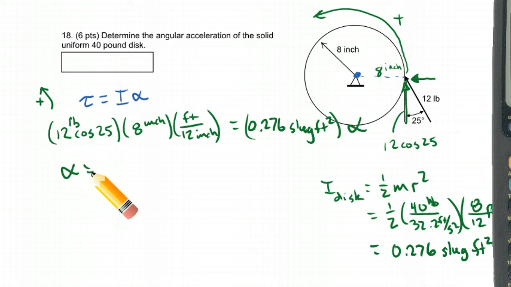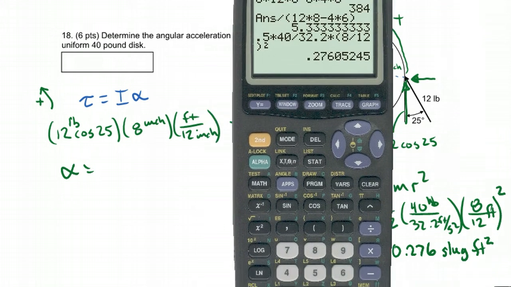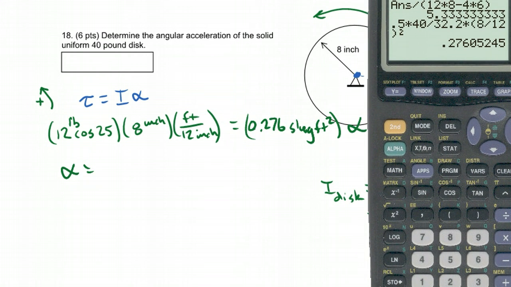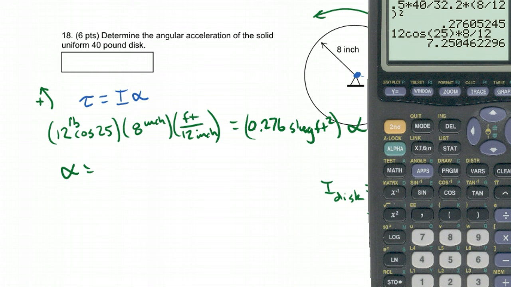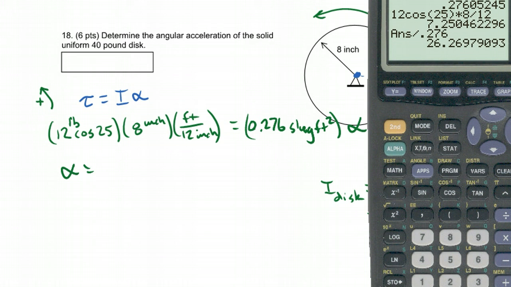So alpha is going to be equal to 12 cosine 25 times 8 divided by 12, divided by 0.276. That gives 26.26, or 26.3.